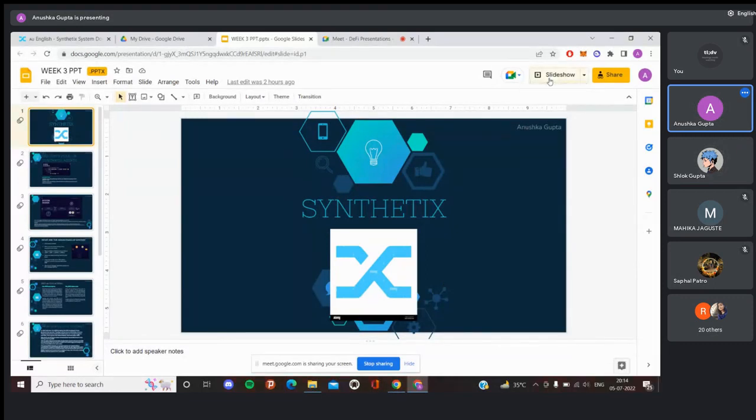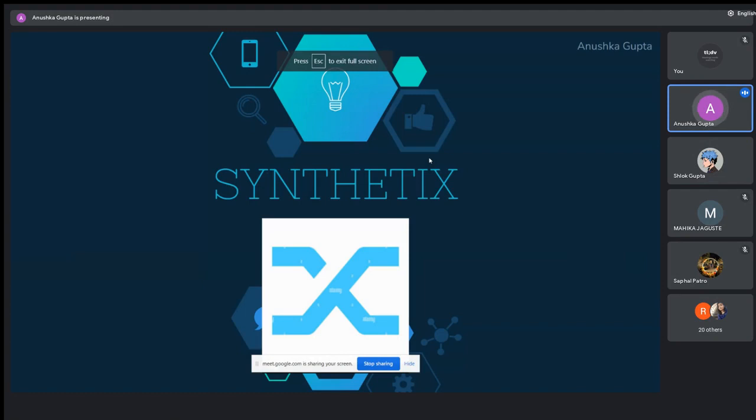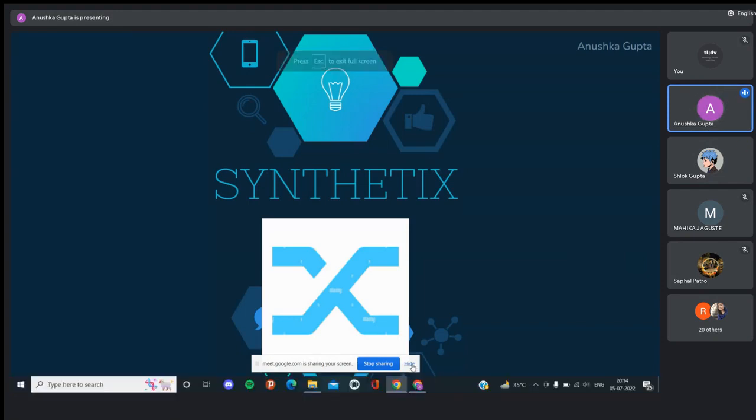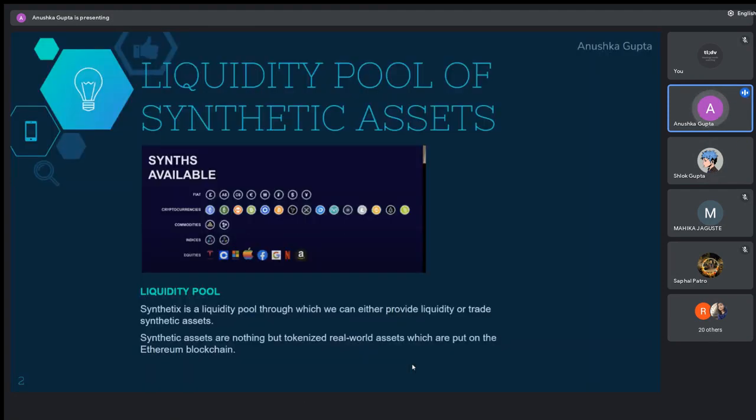Yeah. So today I am talking about synthetics. Let's start. So what is synthetic? Synthetic is basically a liquidity pool of synthetic assets. Synthetic assets are nothing but an artificial version of real world assets. They are tokenized real world assets which are put on the Ethereum blockchain.